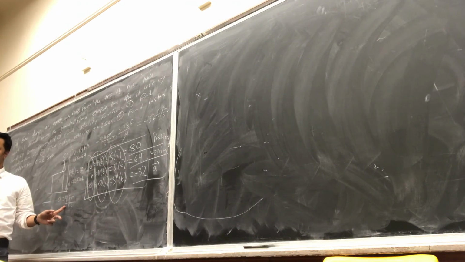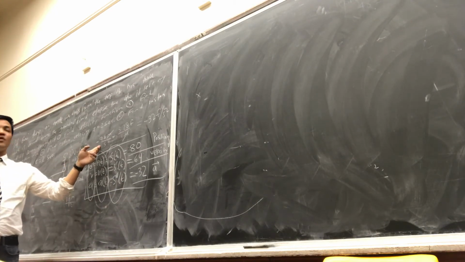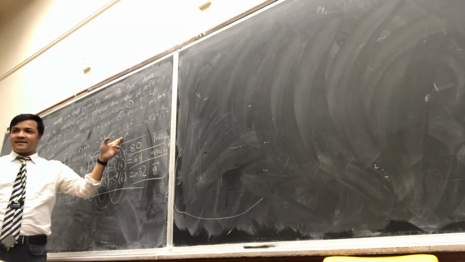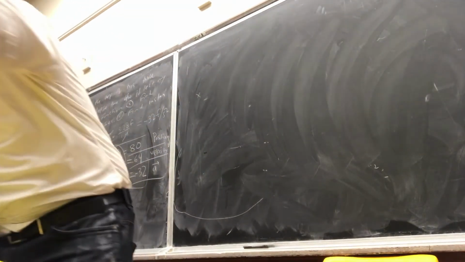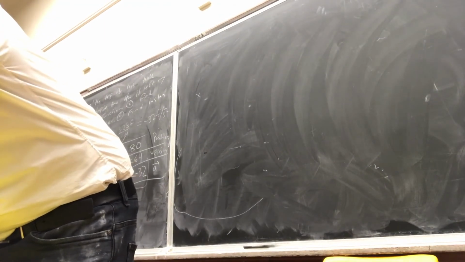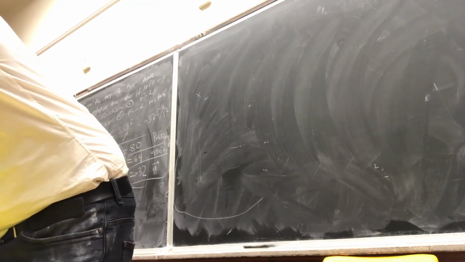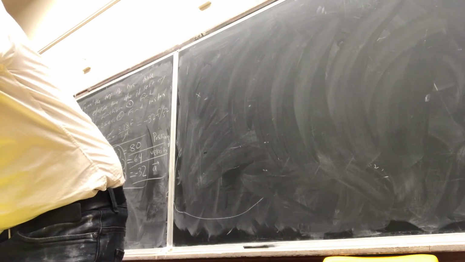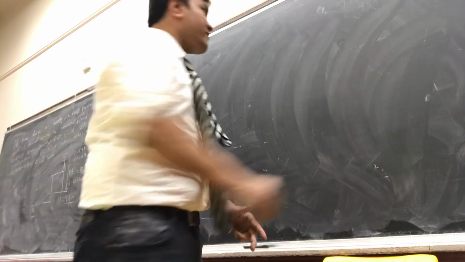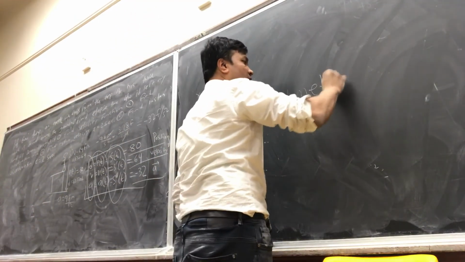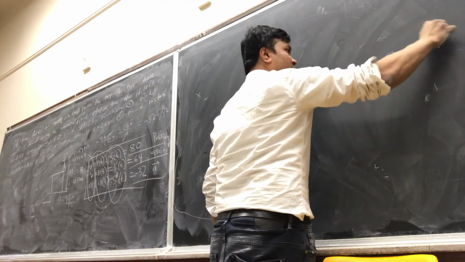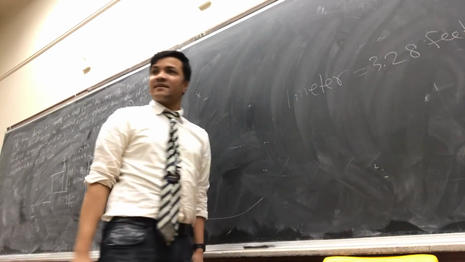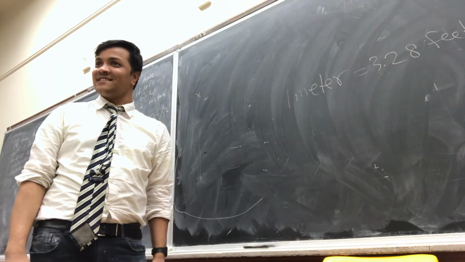What's wrong with acceleration? I don't know how to calculate the acceleration. Oh, this one? Okay. 1 meter. This is equal to 1 meter, like a meter stick from here to here, right? So this is equivalent to 3.28 feet. So 1 meter is how long? 3.28 feet. Does that make sense?